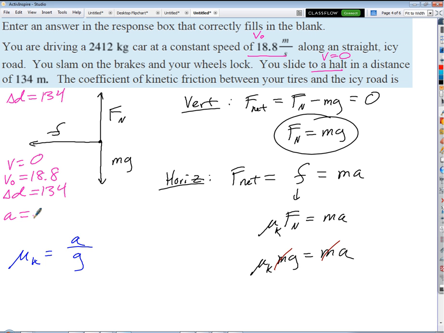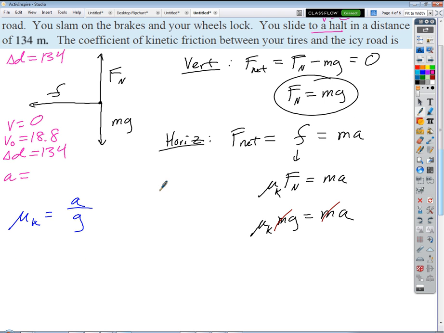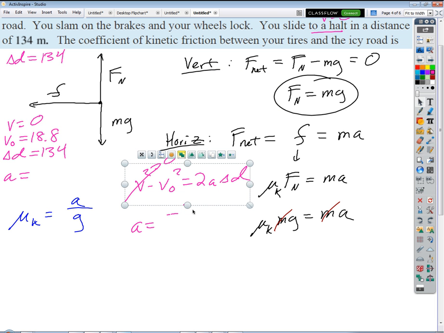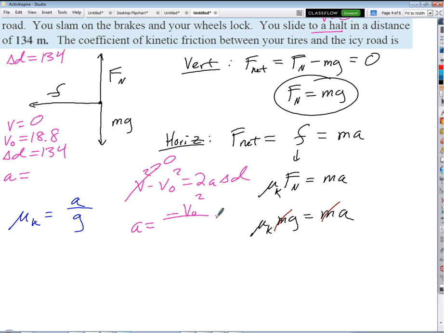Well, that's just that fourth equation, right? So we get v squared minus v naught squared equals 2a delta d. V final is 0. So if I solve for a, I'm just going to divide both sides by 2 delta d, and I get a equals negative v naught squared over 2 delta d.